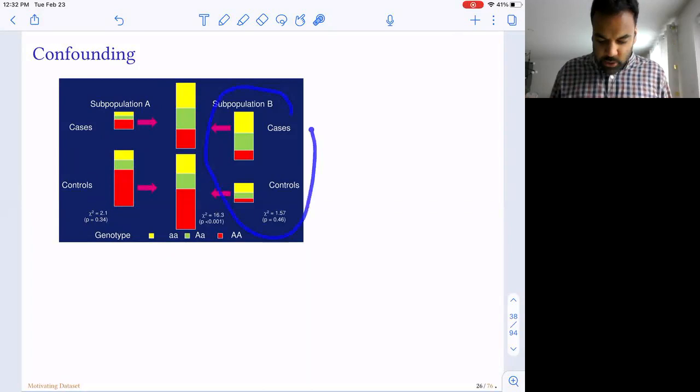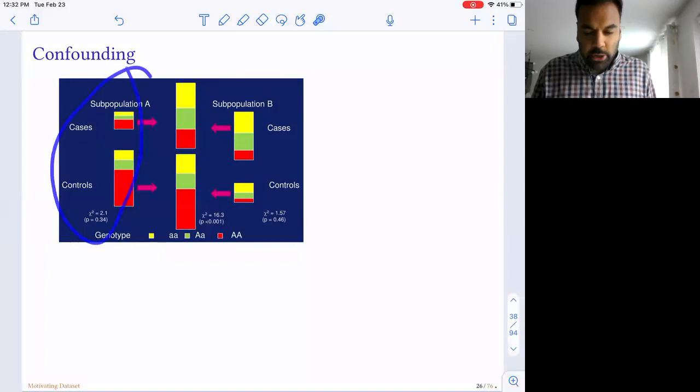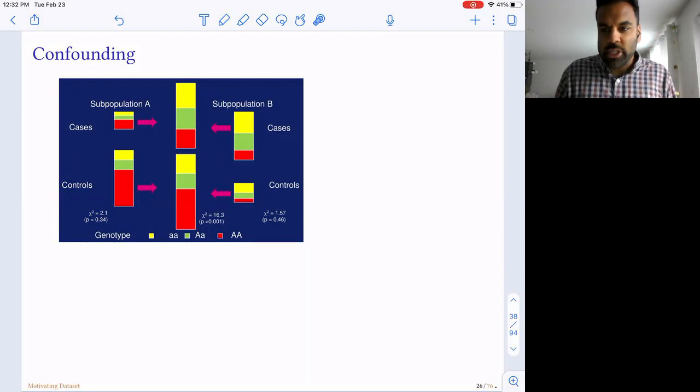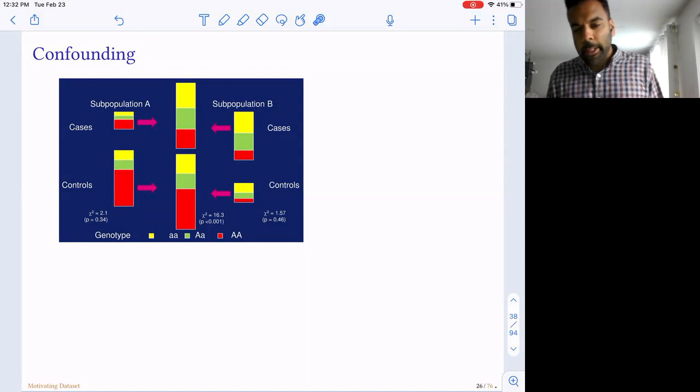So this comparison on its own, you see no difference. And the same thing here, this comparison on its own, you don't see any difference. But as soon as you merge the cohorts together, you see a difference, and that difference is not actually due to any association between genotype and case-control status. It's actually just due to the population that you belong to. And so this is the classic population structure confounding.